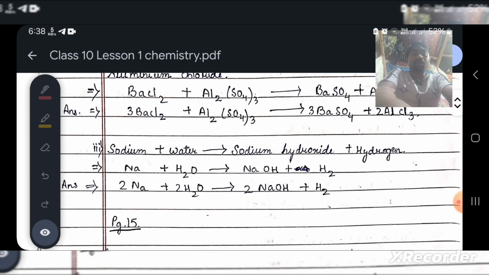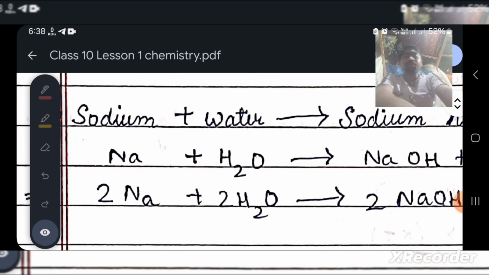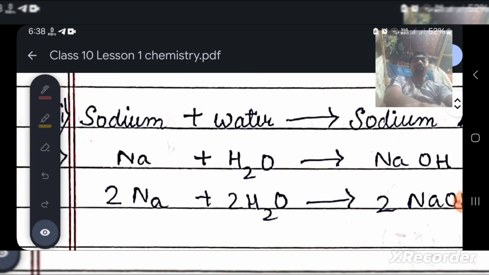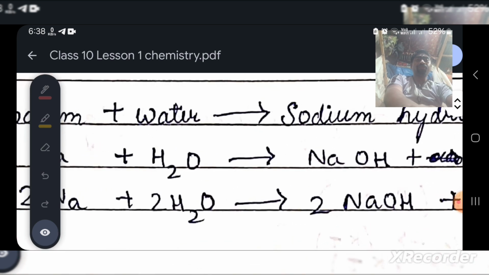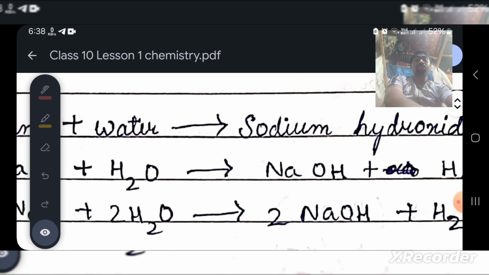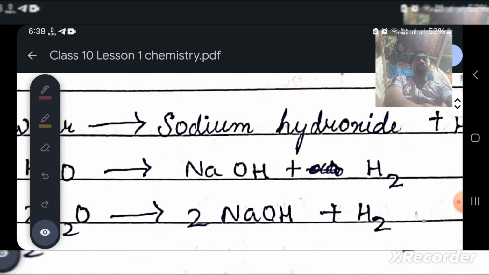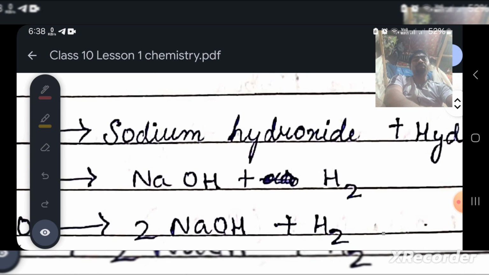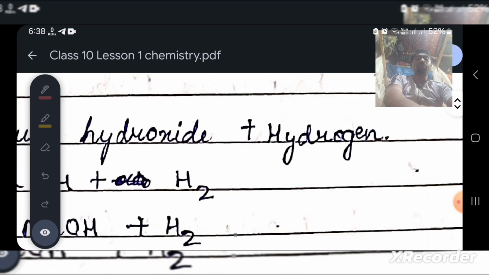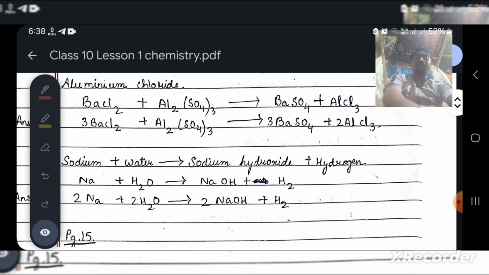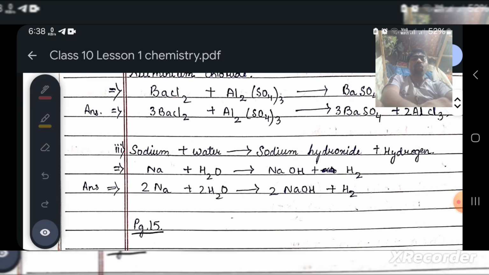Achha. First of all, we have put the equation here. For sodium, it is Na. In water, it is H2O. What is water? Formula means the symbol of water, H2O. Then sodium hydroxide means NaOH, and hydrogen we know that it is H2. Achha, this one is the formula. Now what is not matching? That is important.